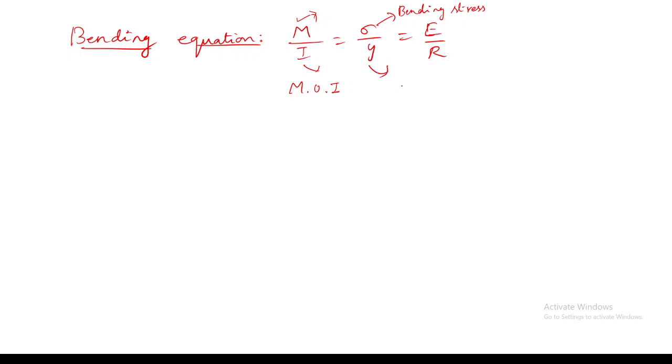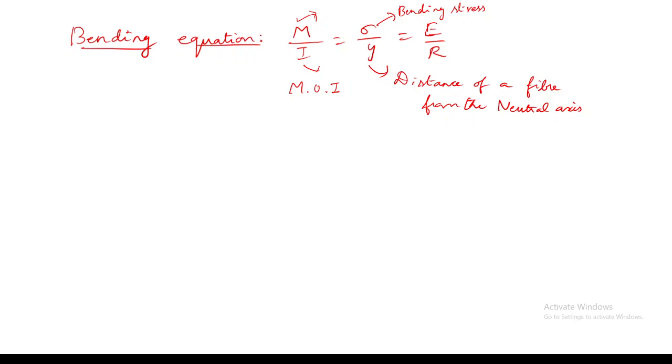And y is the distance from the neutral axis, the distance of a fiber from the neutral axis. What is the neutral axis? It is where the bending moment is zero, the center of gravity. Yes, where the bending stress is actually zero, not the bending moment is zero. Or else we can say it like that also.